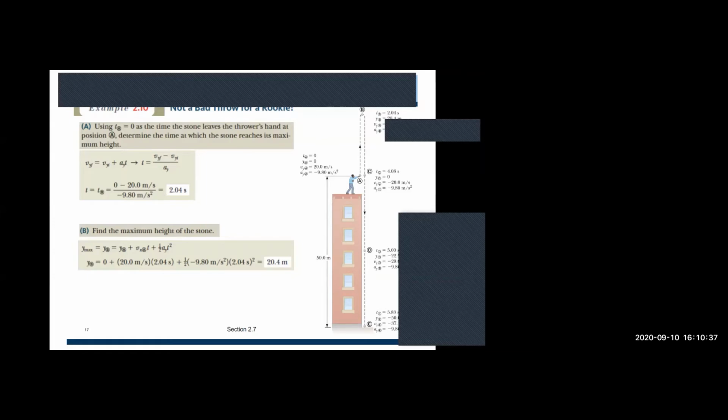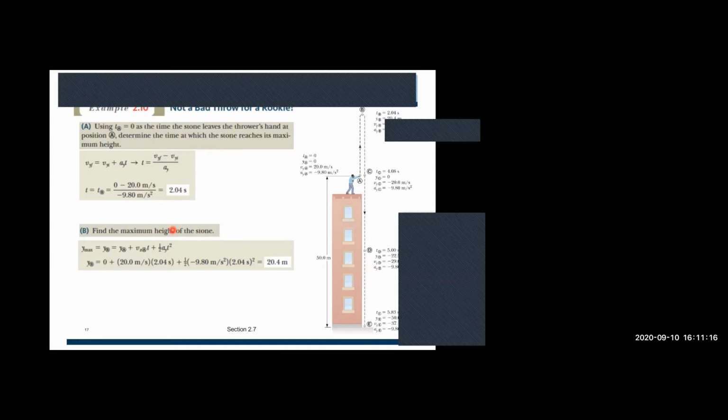Upward values are taken as positive, downward values are taken as negative. So the final velocity is the velocity at the top of flight, 0. And then the initial velocity is moving up at 20 meters per second. So that is 20. Acceleration points downward, minus 9.8 meters per square second. So in this way, you calculate the time accordingly.